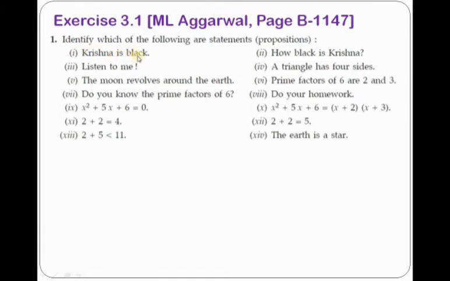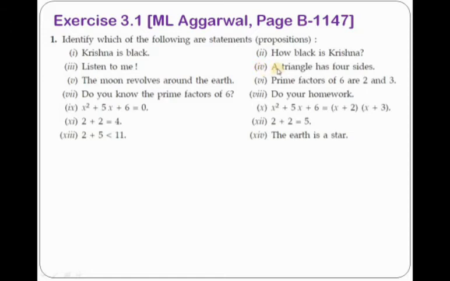Let us see question 2. Again, how black is Krishna? You can see that this is a question, so it cannot be a statement. Third is, listen to me. It's like an order, and you can see some exclamation as well, right? So this is not a statement.